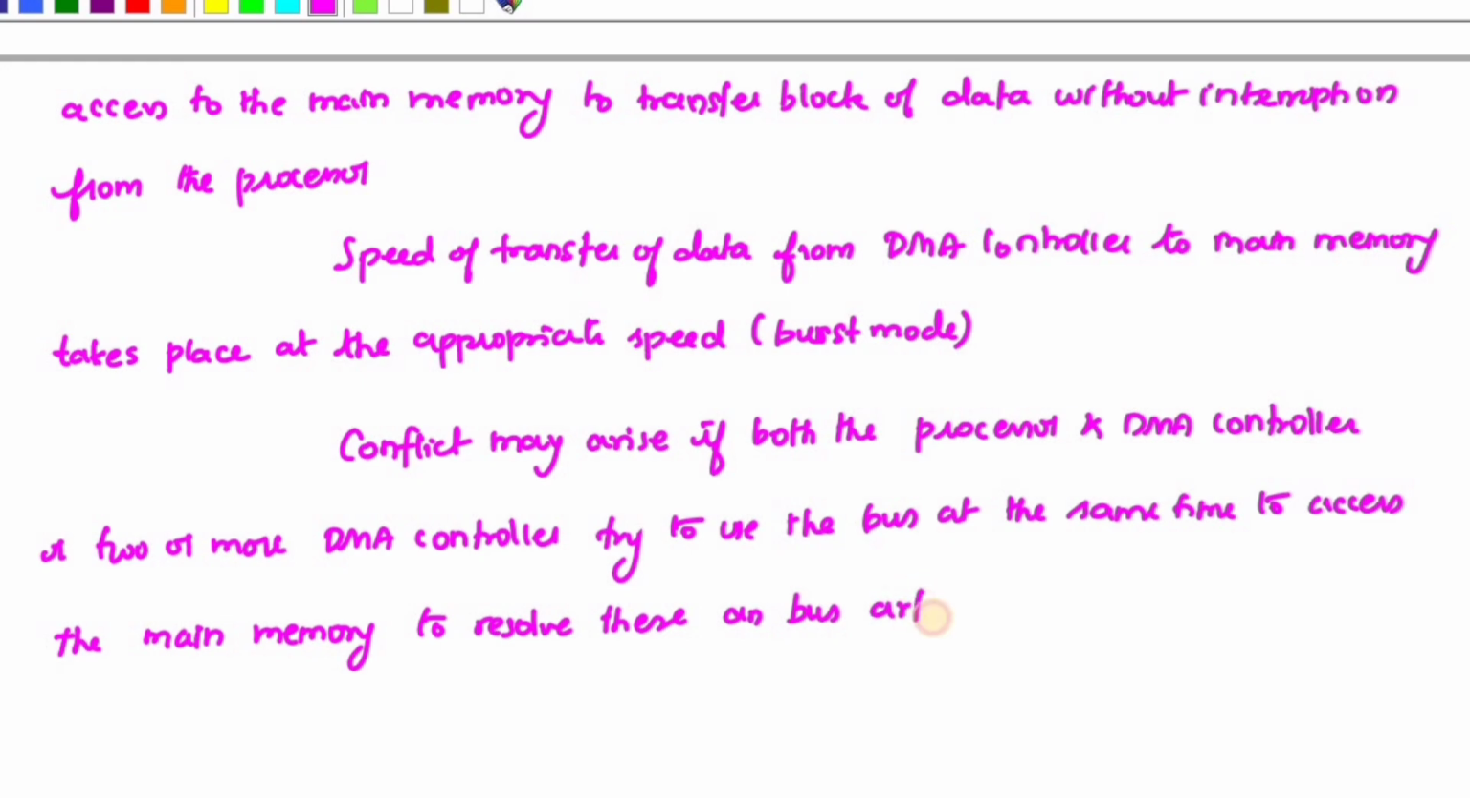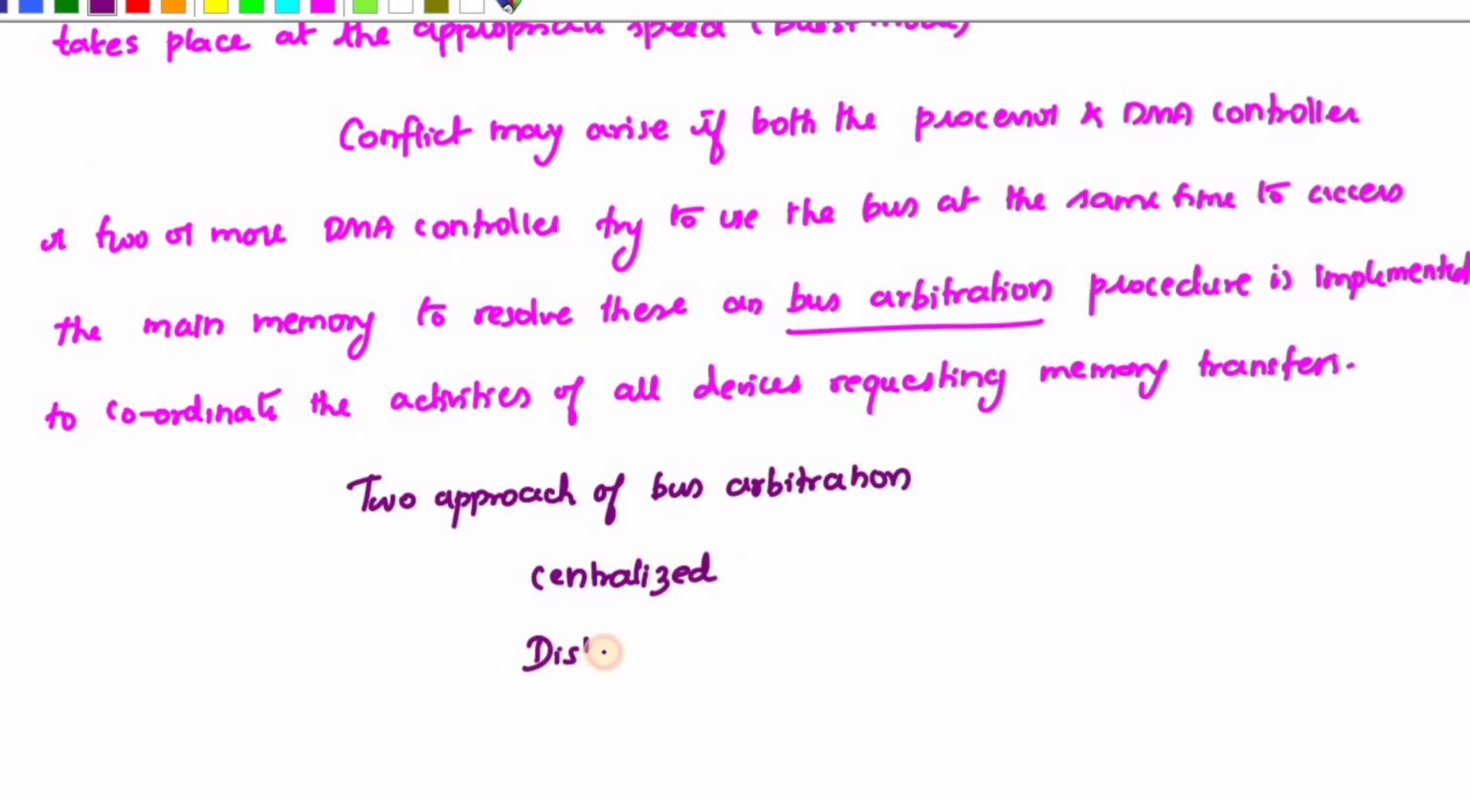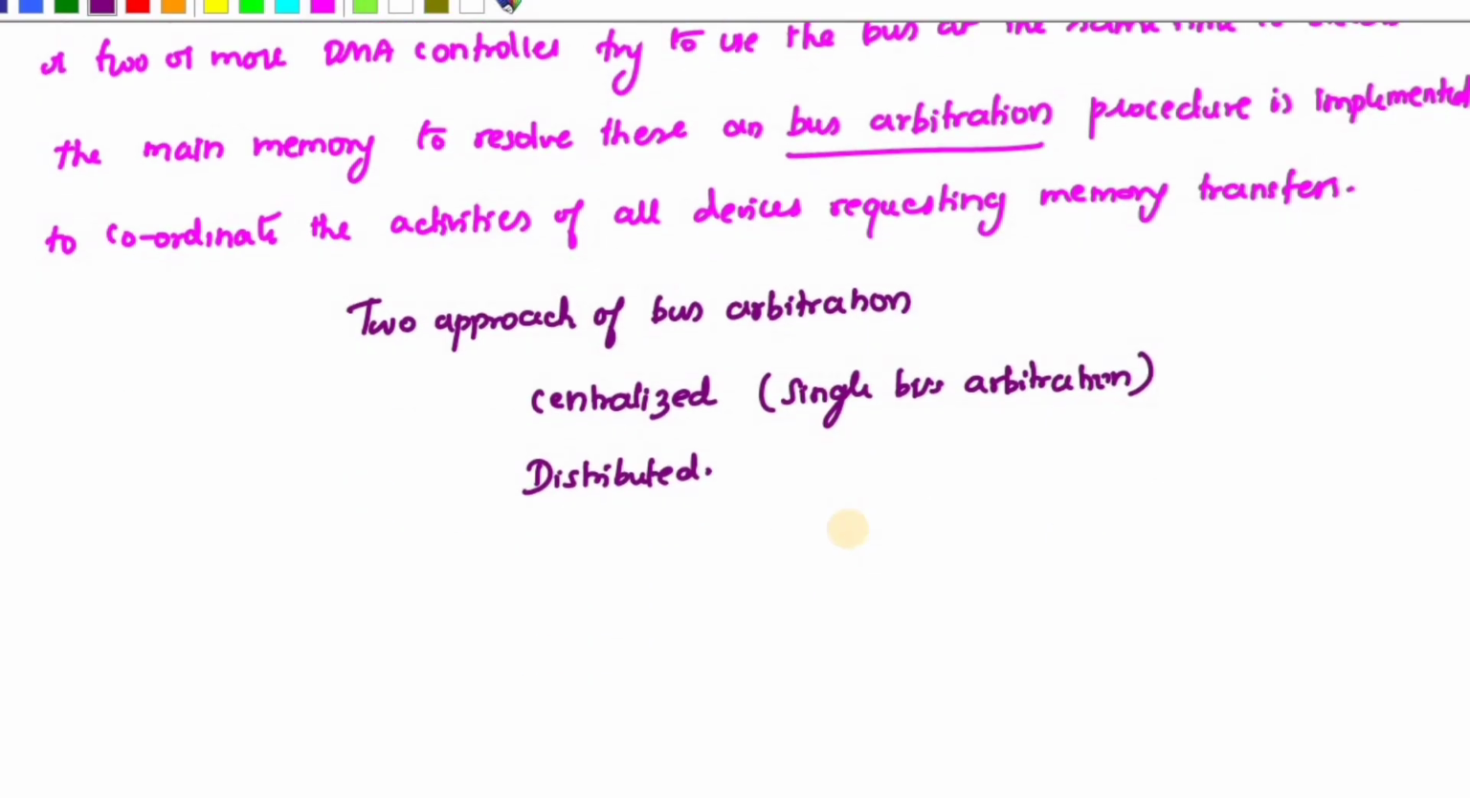A conflict may arise if both the processor and the DMA controller, or two or more DMA controllers, try to use the system bus at the same time to access the main memory. In order to solve this, we use a bus arbitration procedure, which is implemented to coordinate the activities of all devices requesting memory transfer. There are two approaches to bus arbitration. The first one is centralized, which is also called single bus arbitration, and the second is distributed bus arbitration.